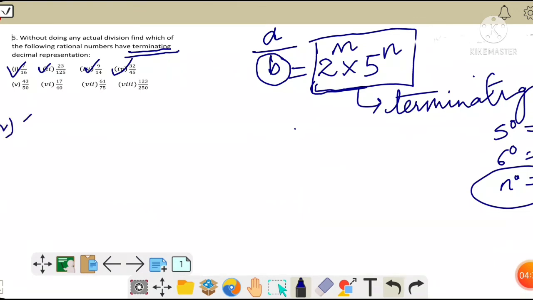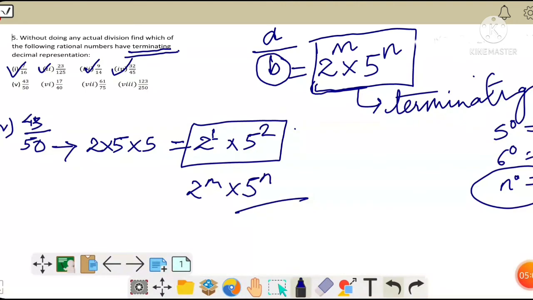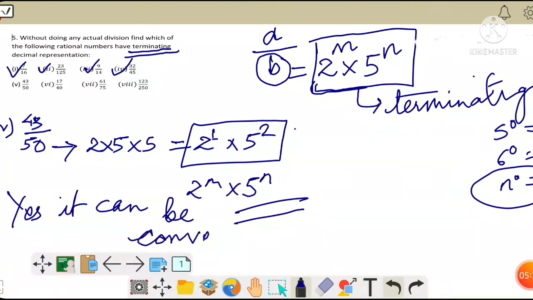Next, question number 5 is 43 by 50. Denominator 50 can be written as 2 5s are 10 and 10 5s are 50. Here you can see there is 2 to the power 1 into 5 to the power 2. So yes, it can be represented in the form 2 to the power m and 5 to the power n. So yes, it has a terminating decimal. That means the denominator 50 can be represented in the form 2 to the power m and 5 to the power n, so it is convertible into a terminating decimal.